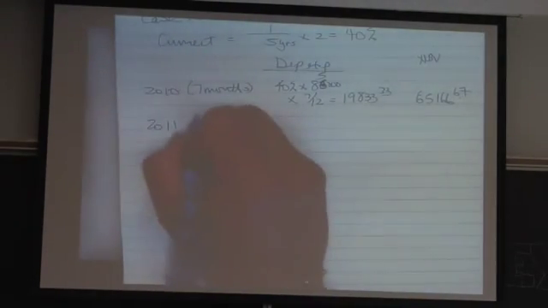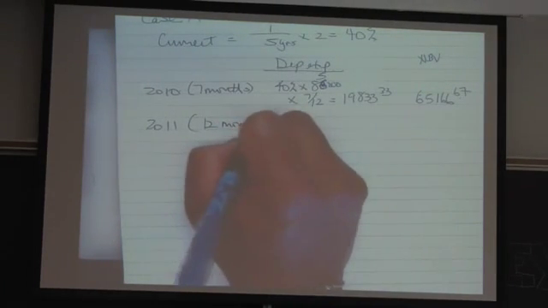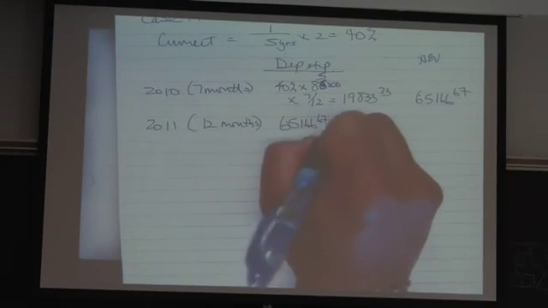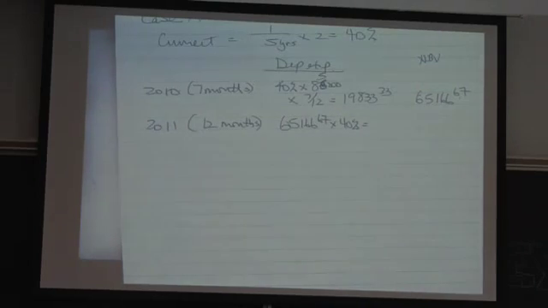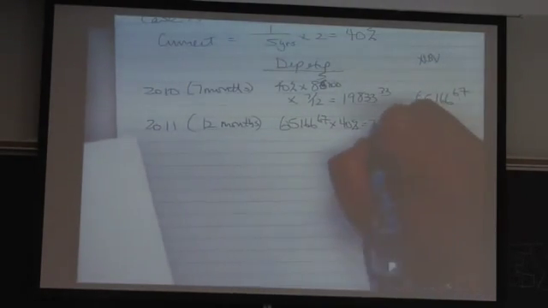2011 should be the same as our previous calculation, 12 months. It would be the net book value of 65,166.67 times 40% to give us the depreciation of 26,066.67.